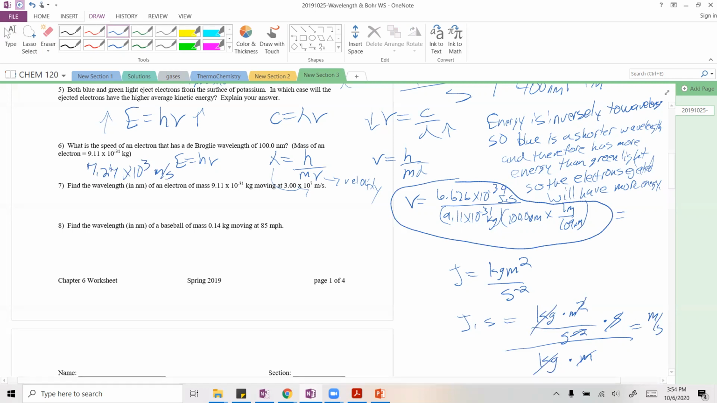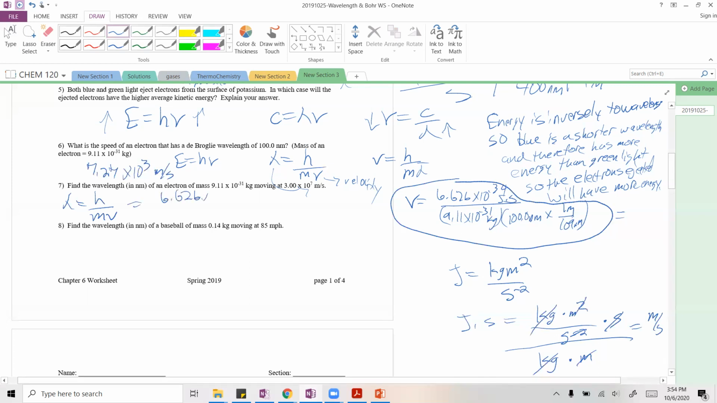Let's look at number 7. 7 is asking us something very similar. We still have our wavelength is equal to our h over our mass times its velocity. And so it asks us, find the wavelength in nanometers of an electron of mass 9.11 times 10 to the negative 31 kilograms moving at 3.00 times 10 to the 7. So now we just need to plug that in.